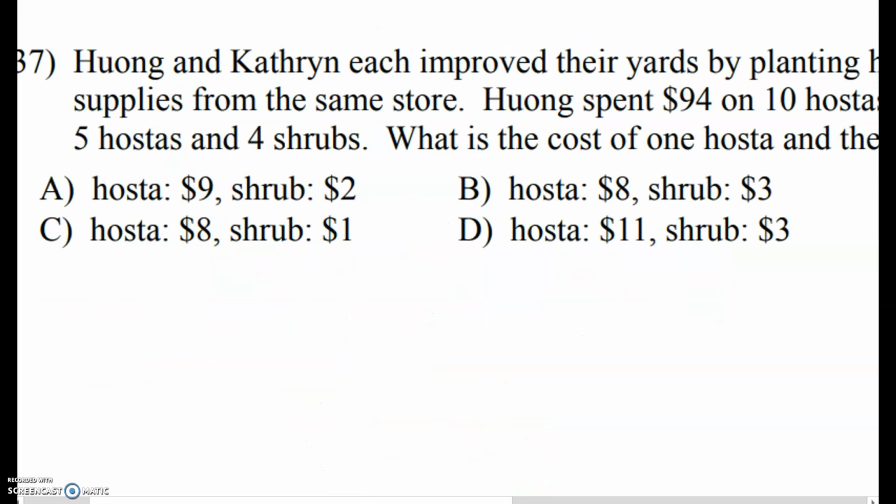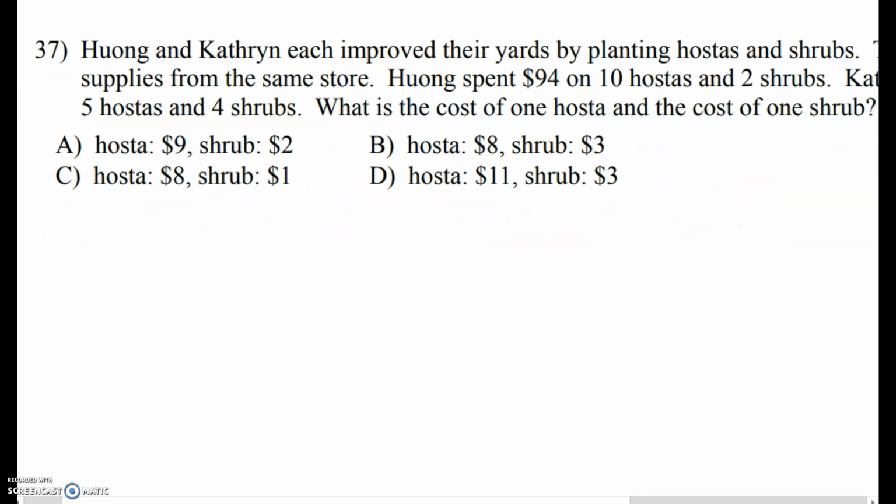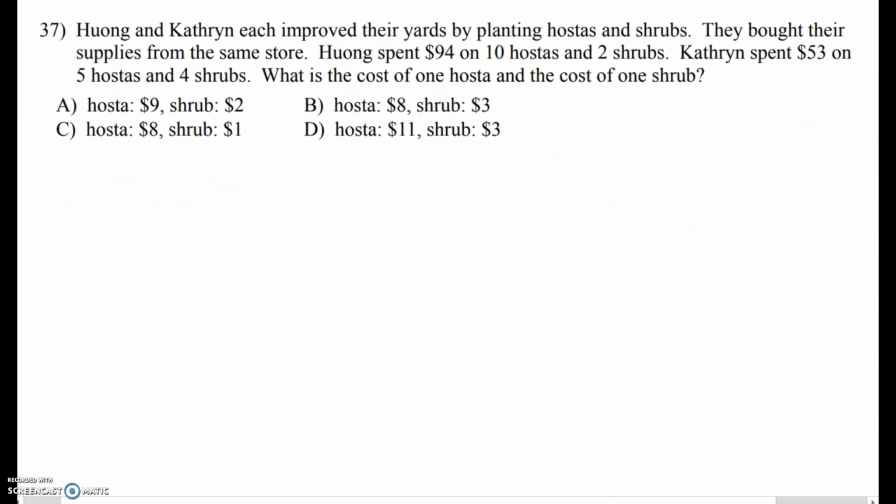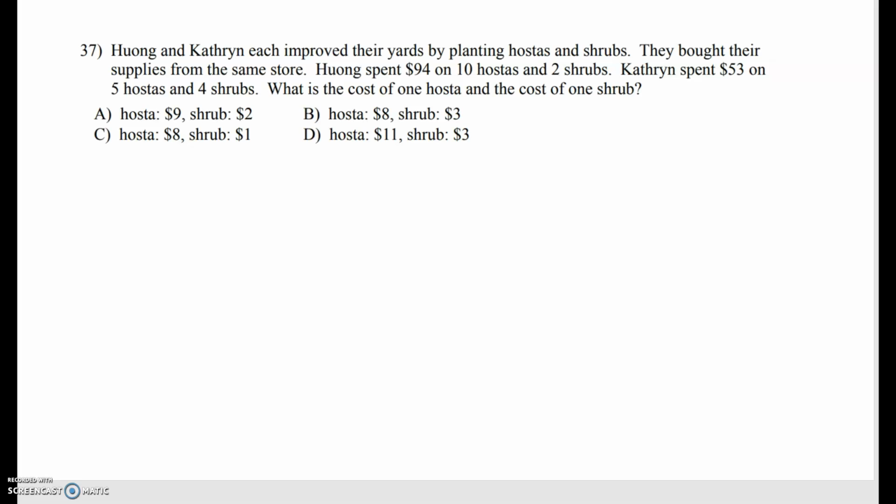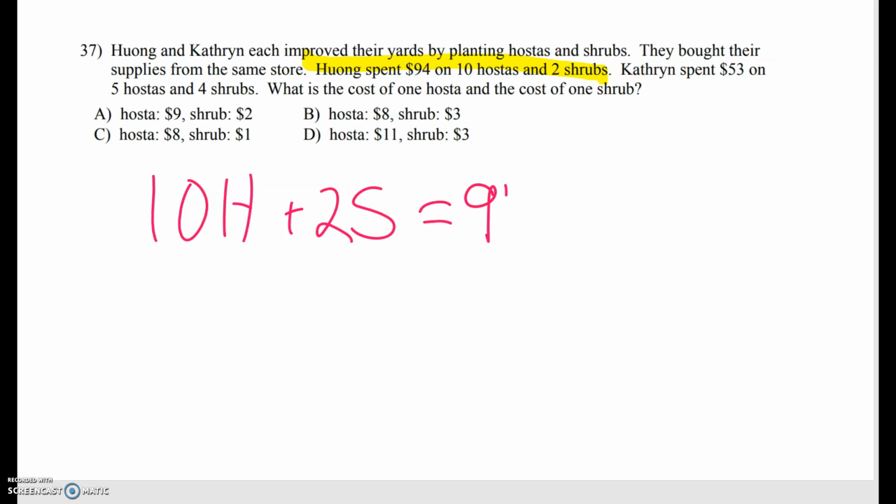Now, this is a problem that's a word problem. What you have to do is you have to set it up. Okay? So we have Huang and Catherine each improved their yard by planting hostas and shrubs. They bought their supplies from the same store. Huang spent $94 on 10 hostas and 2 shrubs. So let's figure out how we would write that. 10 hostas, so 10 times H, plus 2 shrubs, so 2 times S, and he got $94. So that's how we would set it up.